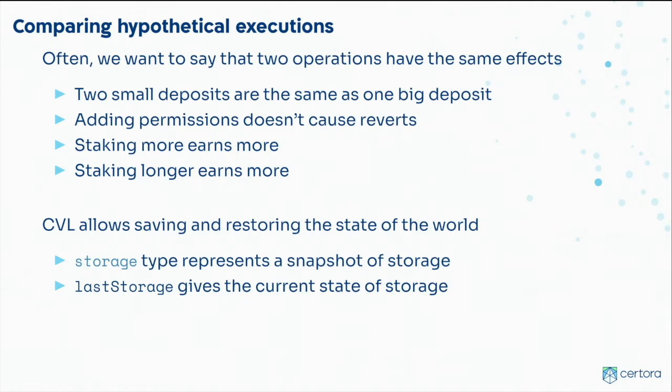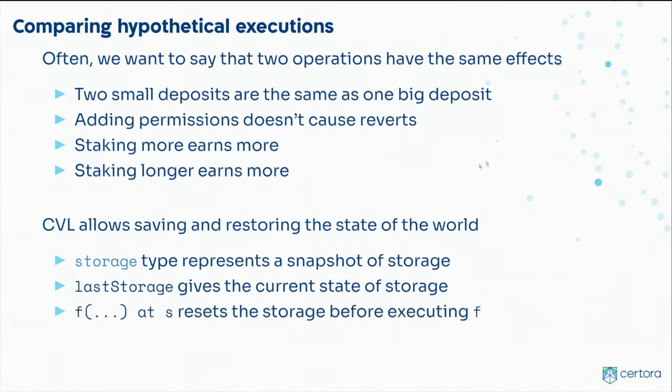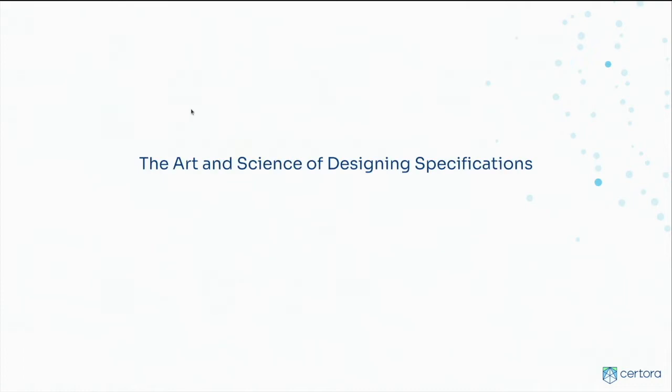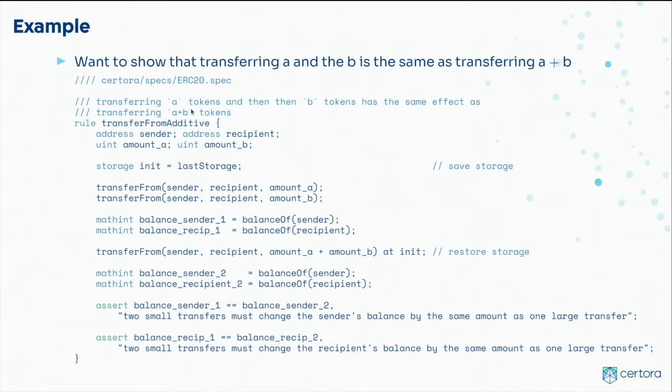Okay. There's a special variable called last storage, and again, I'll show you on the next slide how this is used, but that's the thing that you save. And then there's a syntax for resetting back to that saved storage, and then executing a function. So let's go through an example. Here, this is similar to deposit A and then deposit B being the same as depositing A plus B, except I did it with transfer. So the rule here, what's intended to prove, is if I first transfer A tokens and then I transfer B tokens, that should be the same as if I transferred A plus B.